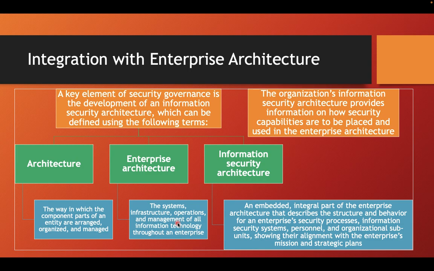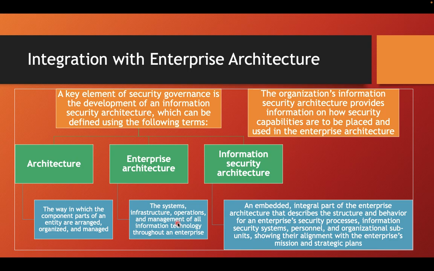So enterprise architecture includes the system itself, like your network, the organizations, the enterprise, and the infrastructure that it has, like all the IT infrastructure that is found in your organizations, the operations, the operational methodology, and the management of all of this, of all the information technology in the organization throughout an enterprise, is called the enterprise architecture.